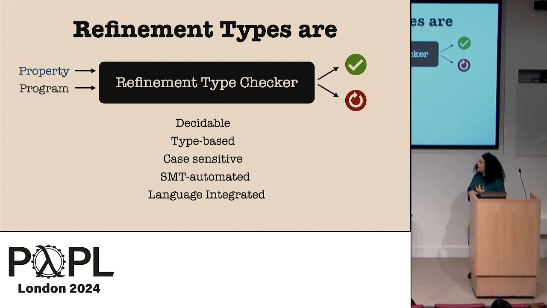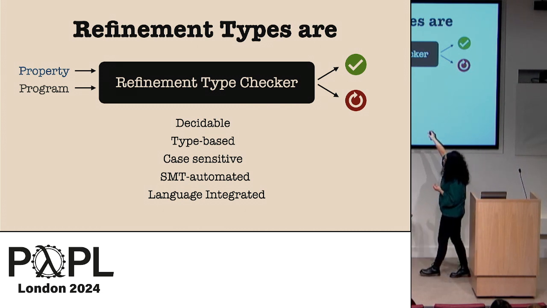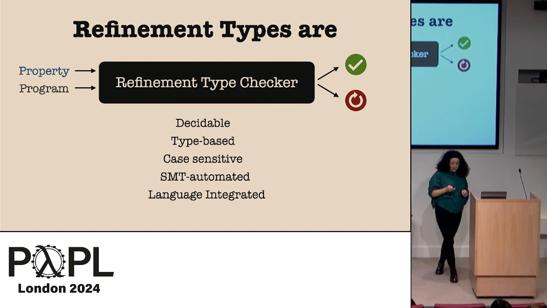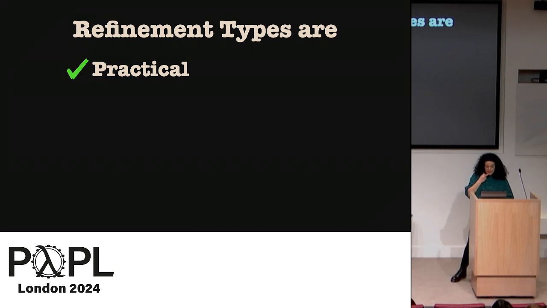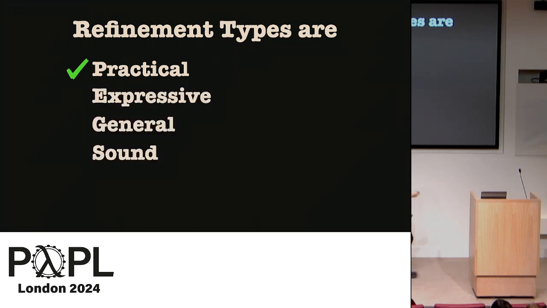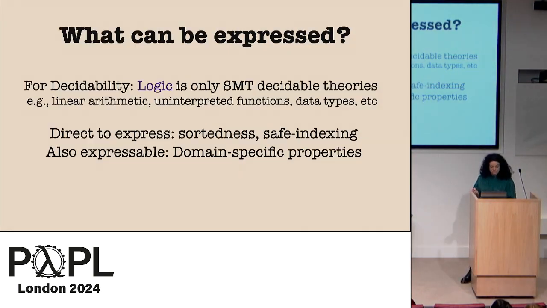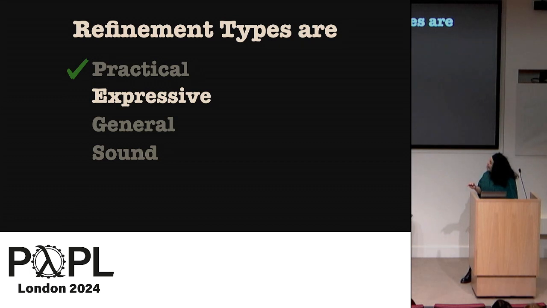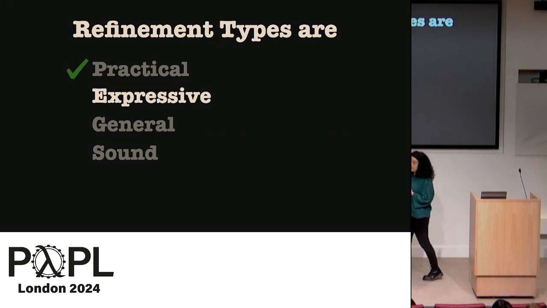They can be used for refinement type checkers: they are decidable, type-based, case-sensitive, highly automated by SMT, and integrated in languages. With this, I can conclude that this makes refinement types a practical alternative to other verification tools. And in the next 10 minutes, we are going to see three other features of refinement types: if they are expressive, if they are general, and if they are sound.